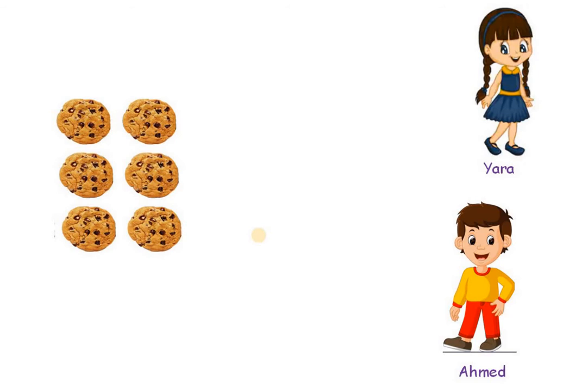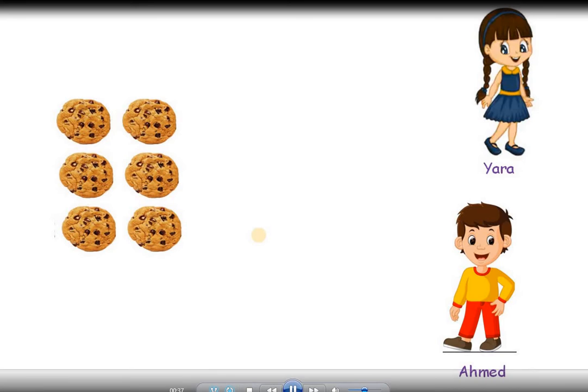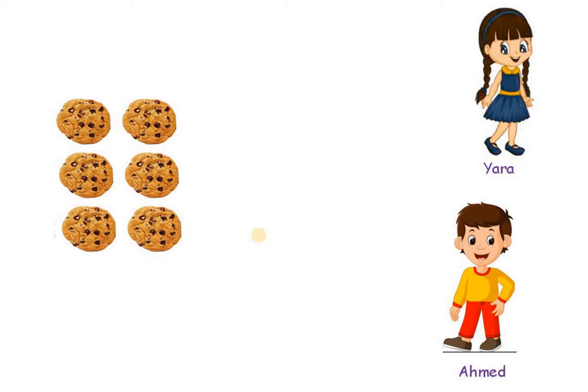Here we have Yara and Ahmed. Their mom brought some cookies for them, so they decided to share them equally. So each one will have the same amount of cookies. Yara suggests, what if we divide them in groups of two, because they are two kids. So we will separate each two cookies from the whole amount like this.